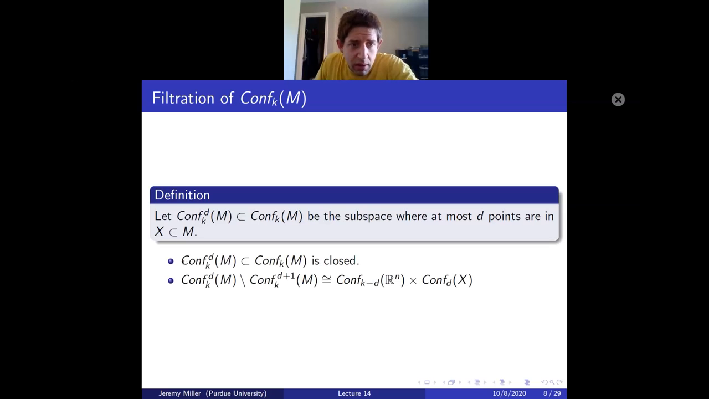Another picture. So conf K D is a closed subspace, because X is a closed subspace of M, and the filtration differences: if you have a configuration space of K points where at least D of them are in X, but D plus one of them are not in X, then that means you have exactly D in X, and you have K minus D in the complement of X, which is R^n. Eventually, we'll specialize to n equals 2. But basically everything works in general, other than, I guess I'll talk about that later.